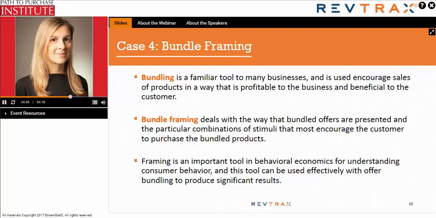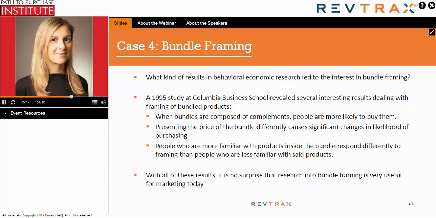Bundle framing deals with the way that bundled offers are presented, and what the particular combinations of stimuli are that most encourage the customer to purchase the bundled products. And framing is an important tool in behavioral economics for understanding consumer behavior, and it can be used effectively with offer bundling to produce significant results, as I will show you with the experiments that we did.